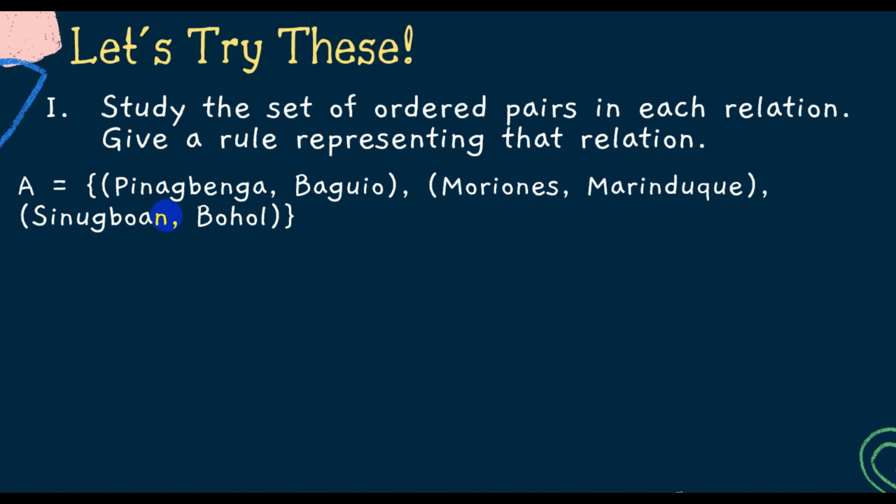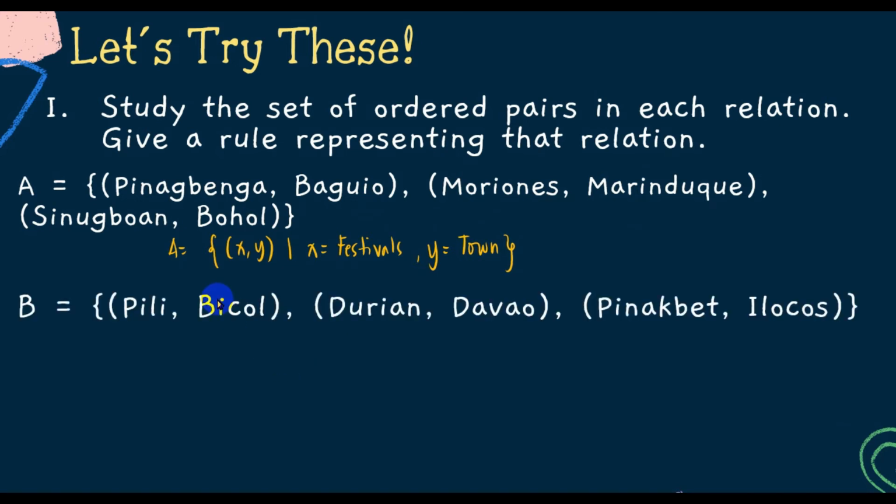So, if we are going to write the rule, we have here A is equals to set of ordered pairs where the value of x, sila ay ang festivals. And then, ang y natin ay town kung saan ginaganap yung mga festival. We can form the rule by writing the description of the x elements and the y elements related to each other. So, let's have the second item.